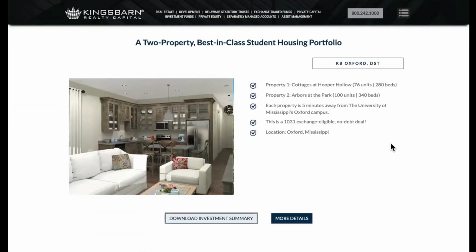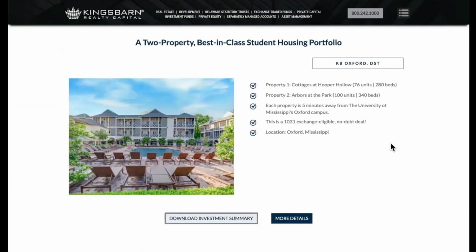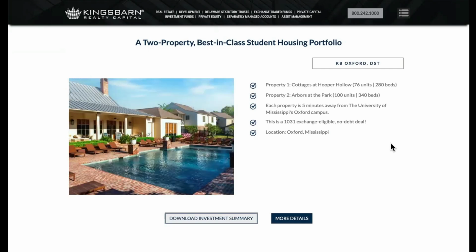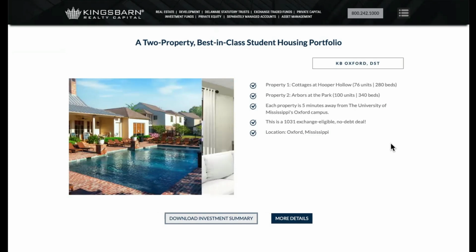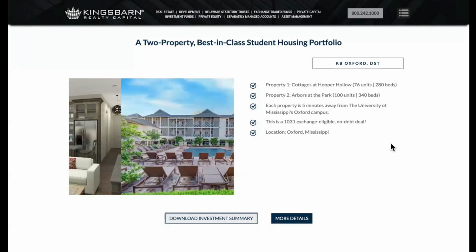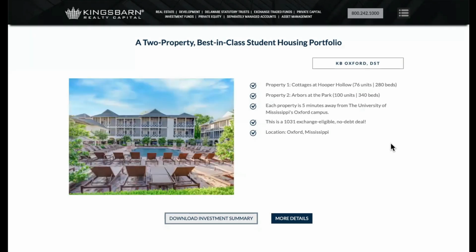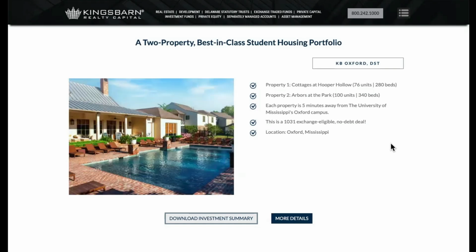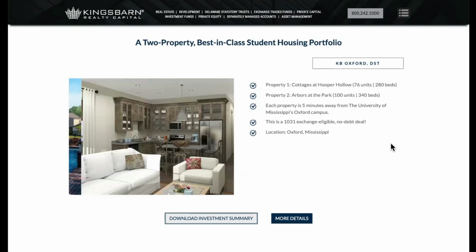Another investment offered is a two-property, best-in-class student housing portfolio. So property one is 76 units, 280 beds. Property two, 100 units, 340 beds. Each property is 5 minutes away from the University of Mississippi's Oxford campus. This is a 1031 exchange eligible deal, and the location is Oxford, Mississippi.